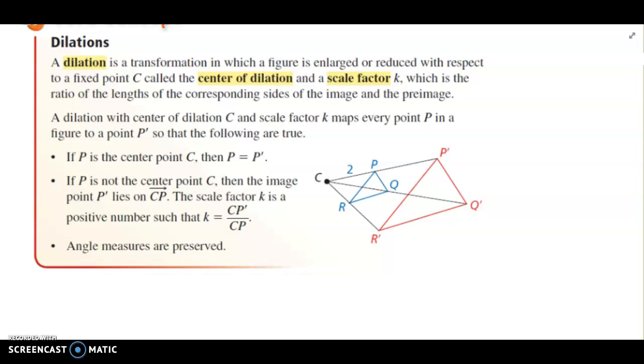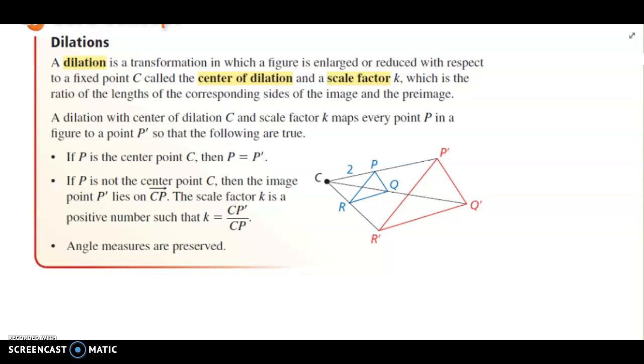This is the start of section 4.5, and 4.5 is all about dilations. And dilations are different than all the transformations we've done up to this point, because all the transformations up to this point have been rigid motions. And if you remember, a rigid motion is just an operation which produces a congruent figure. Dilations don't produce congruent figures.